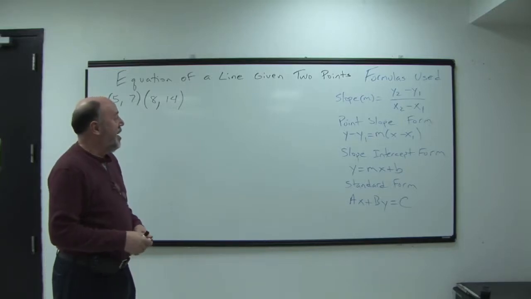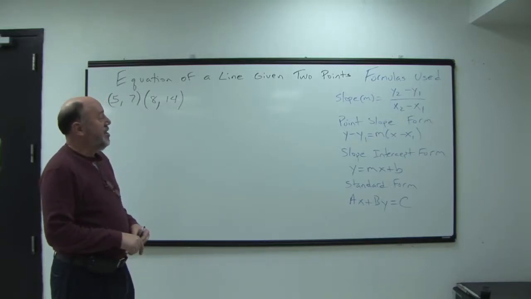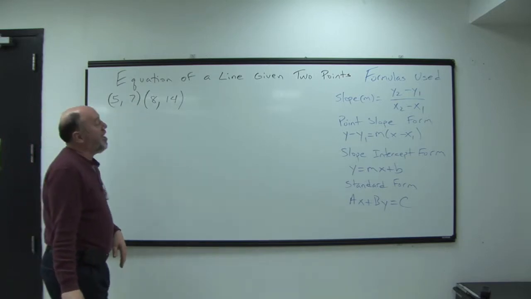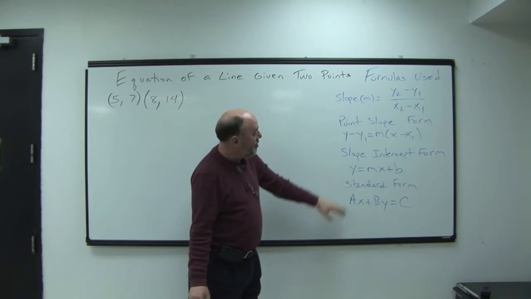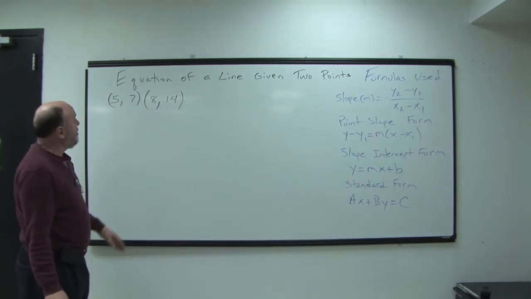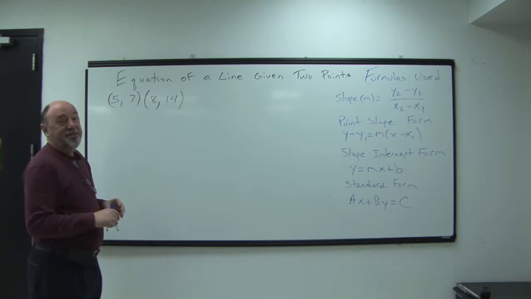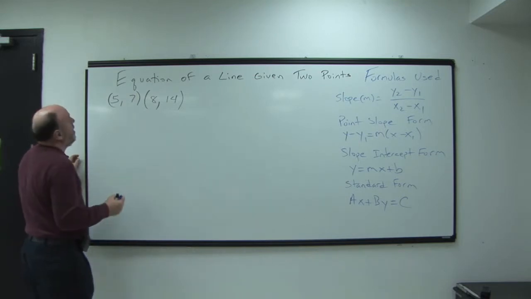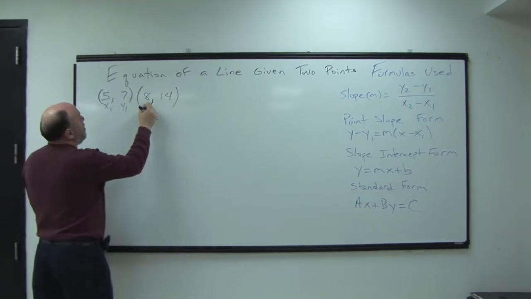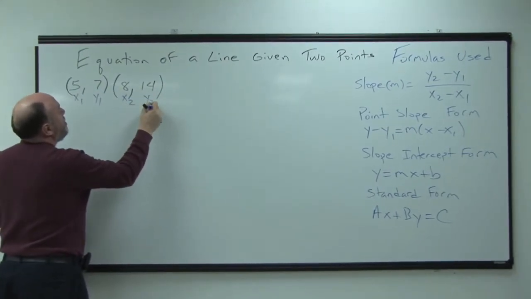So this video segment will be on finding the equation of a line given 2 points. We have the 2 points we're going to be using, and over here we have the various equations we're going to use in order to solve this. The first thing you need to be able to do is to determine the slope for this line. We'll call this the point x1, y1, and we'll call this x2, y2.